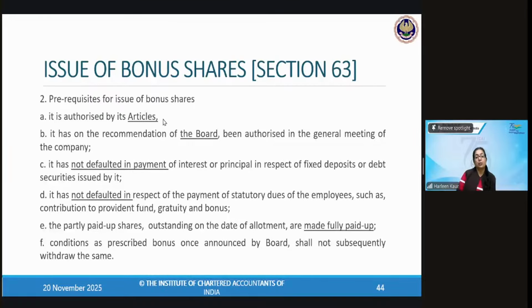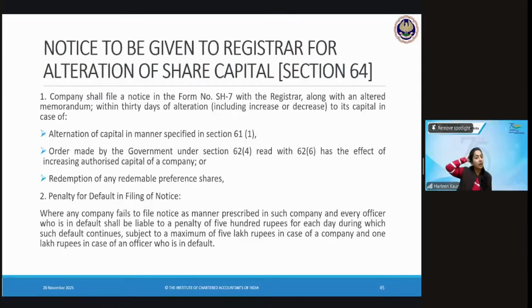Again, the provisions: AOA authorization, the board has to give the recommendation, then only the bonus shares are given. The company should not have defaulted in payment of any fixed deposits, no default in the statutory payments, and partly paid up shares shall be made fully paid up, then only the bonus shares can be issued. After that, notice can be given to the registrar for alteration. I hope there is no doubt in this. It is a simple thing. Whenever alterations are made under different sections, notice has to be given to the registrar that we have altered our share capital.